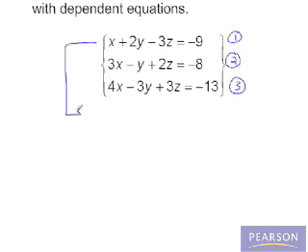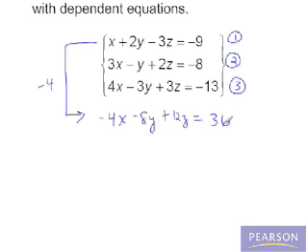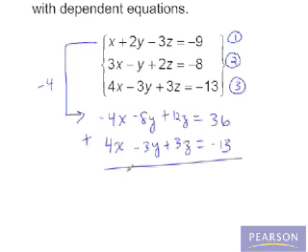So let's take the top equation and multiply that by negative 4, giving me negative 4x. Negative 4 times positive 2y is negative 8y. Negative 4 times negative 3z is positive 12z. And finally, negative 4 times negative 9 is a positive 36. And we're going to add this equation to equation number 3. So recopying equation 3, we have 4x minus 3y plus 3z equals negative 13. And we will now add these two equations together.